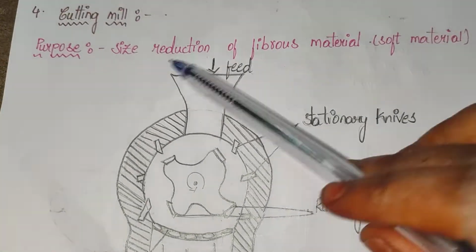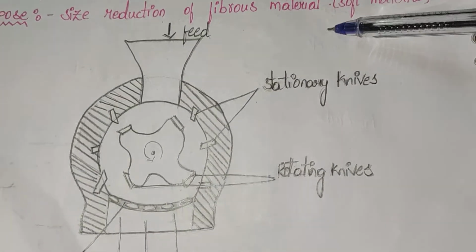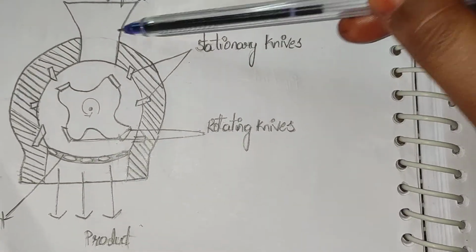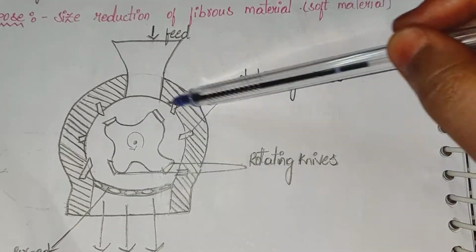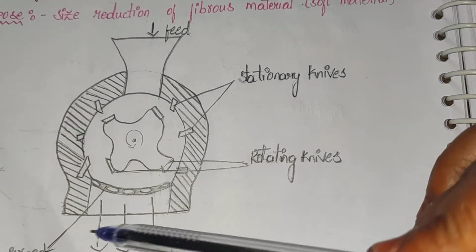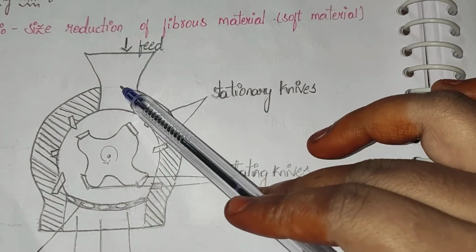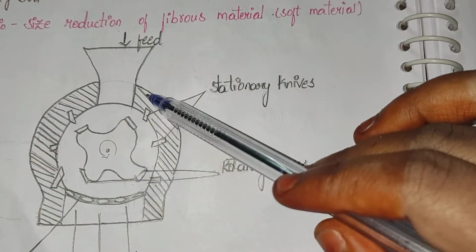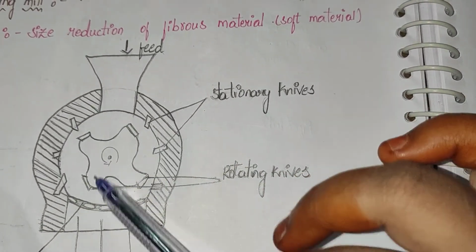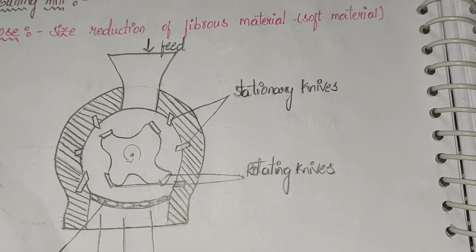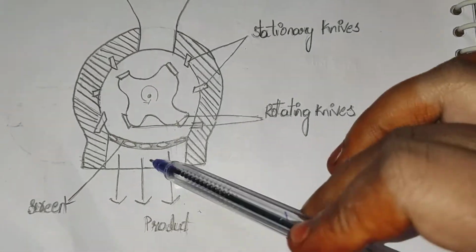Next, coming to the cutting mill. This cutting mill is used for the size reduction of fibrous material. Here we have a feed hopper, stationary knives, and these are rotating knives, and here we have a screen. Here we will collect the product. Through the feed hopper the material enters the cutting mill, where the stationary knives and rotating knives reduce the fibrous material into small pieces. Through the screen the product comes out and we will collect it here.